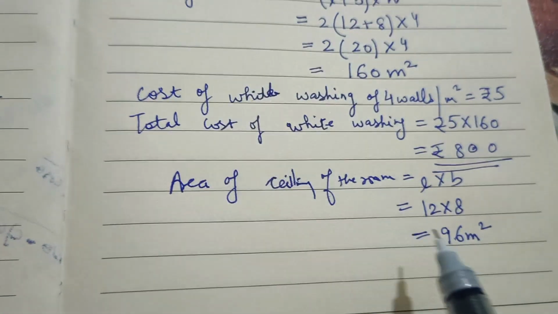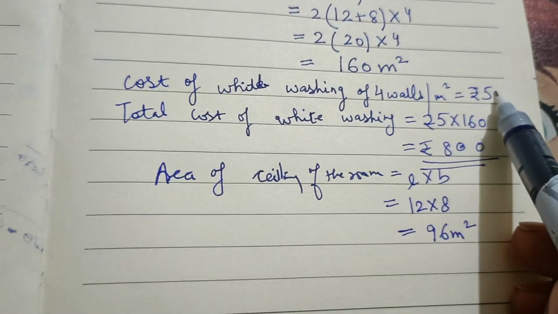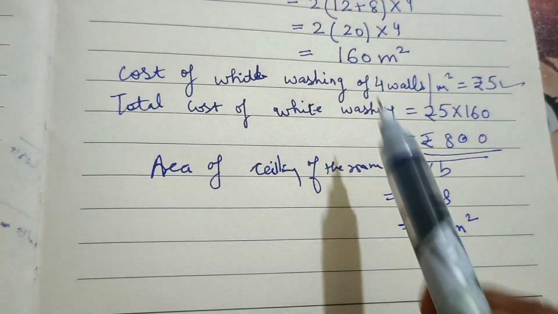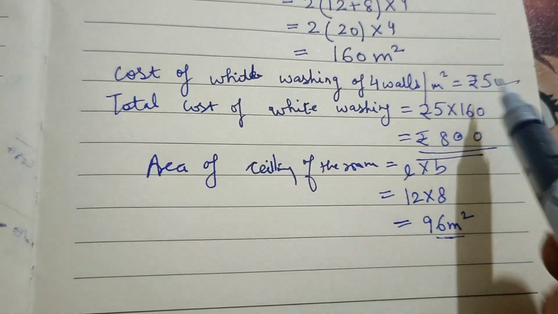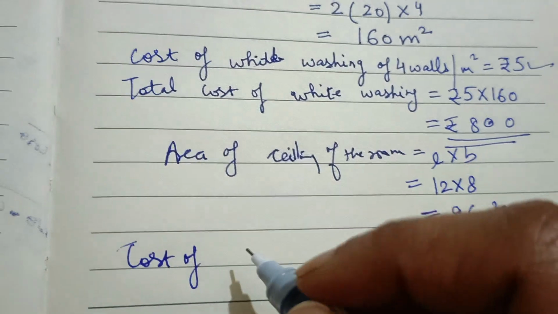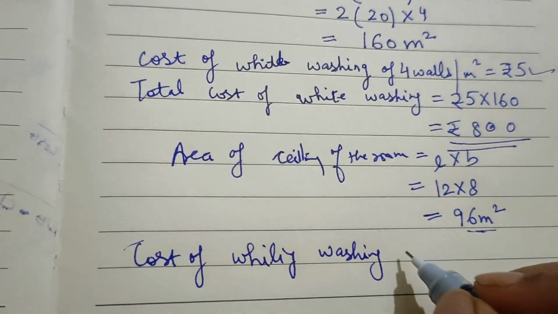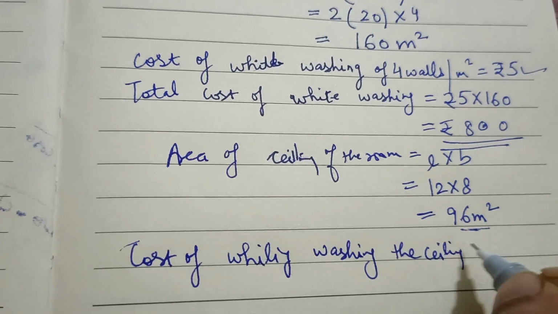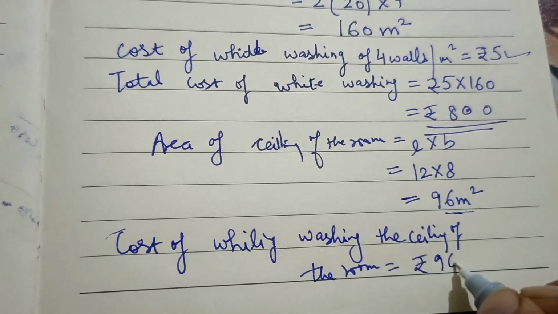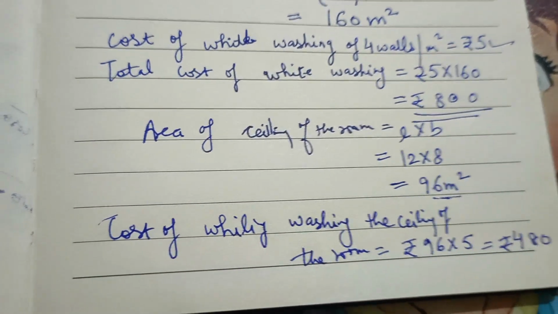Now we'll find the cost of whitewashing the ceiling of the room. The cost per meter square is rupees 5, so the area has to be multiplied by 5. So the cost of whitewashing the ceiling of the room is 96 multiplied by 5, which is rupees 480.